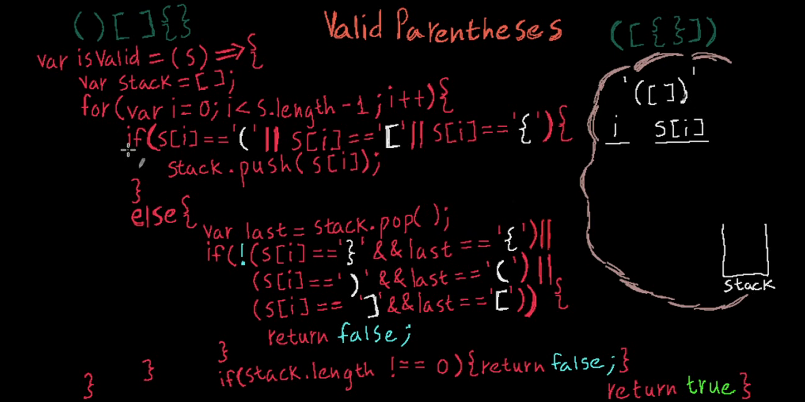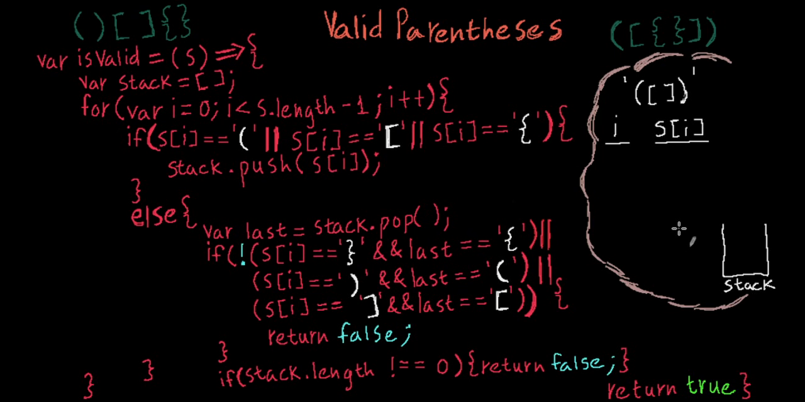Now, I have three scenarios conceptually that I want to address here, that this algorithm addresses. The first is if s of i, that is the current element, happens to be any one of these opening brackets, and this is what the double bar notation is, it means or. So if my current element is this parenthesis or this, then I'm going to push it to the stack. That's my basic idea initially: see an opening parenthesis of any kind, push it to the stack.